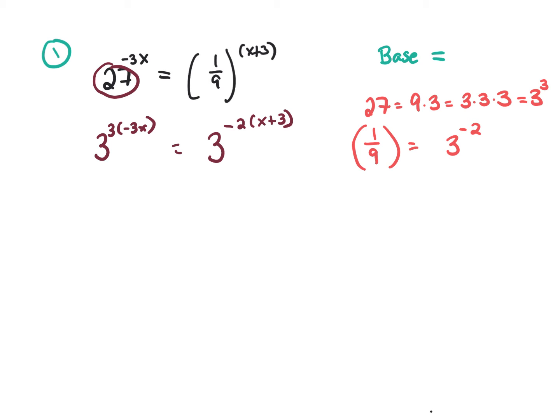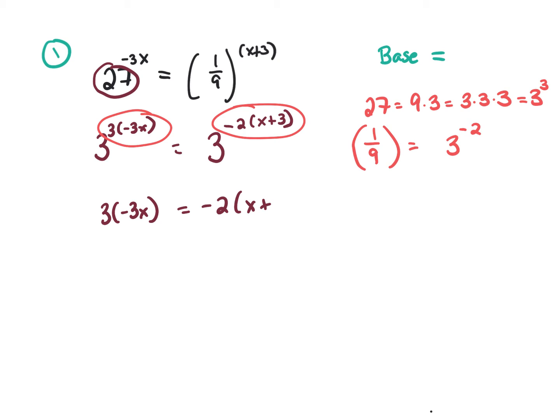So if you do this and you make sure you put your exponents in parentheses, it's pretty straightforward from here, because since the bases are the same, that means the exponents have to be the same. So 3 times negative 3x has to be equal to negative 2 times x plus 3. And we just now have to solve this as a linear equation. So this is negative 9x. I'll distribute here. That gives me negative 2x minus 6.